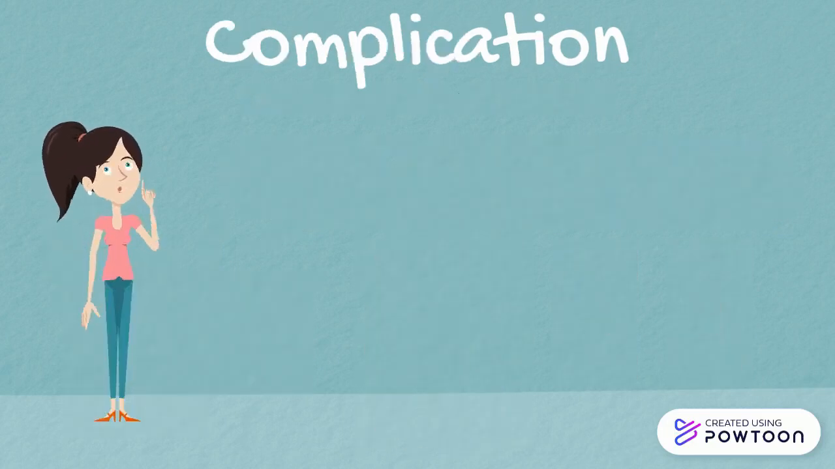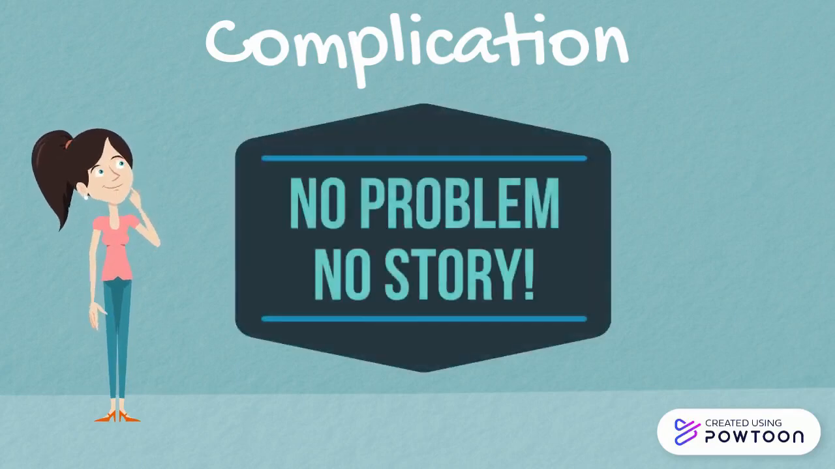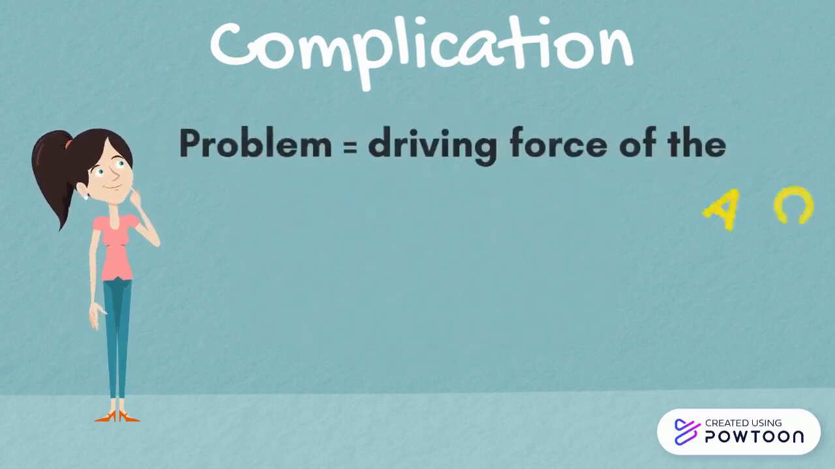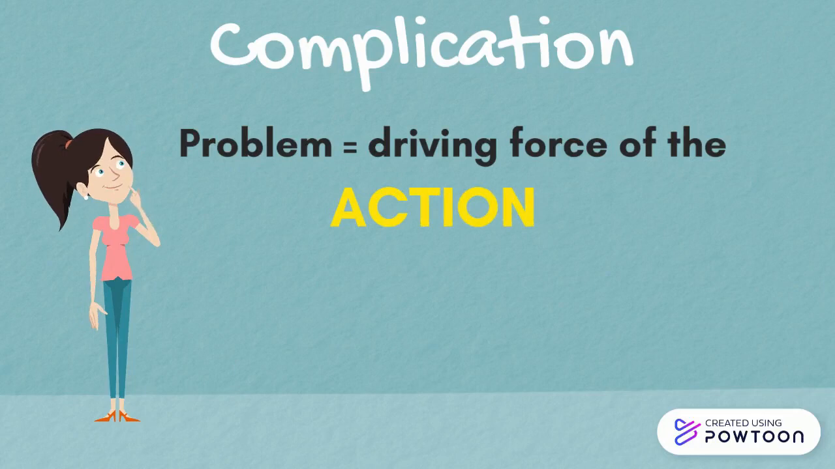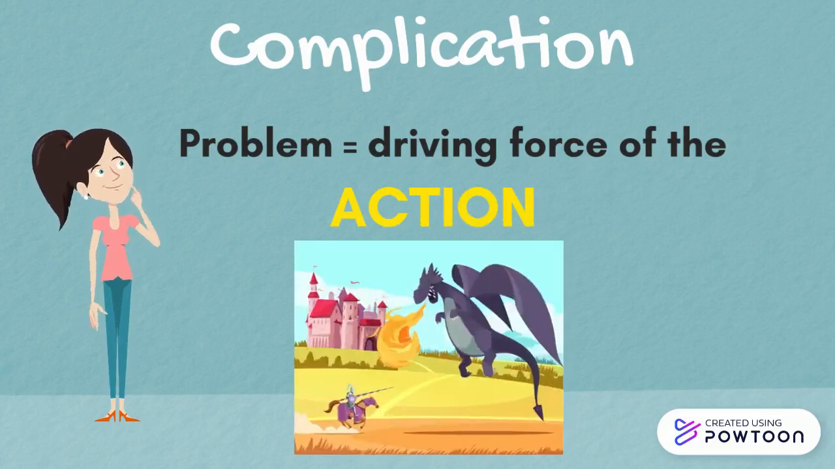The middle of a story, or the complication, can also be called the problem. Without a problem, there is no story. The problem or complication is the driving force of the action and the plot of the story. This problem is often a hurdle that the main character must overcome, and from this, key events in the story take place, forming the plot.